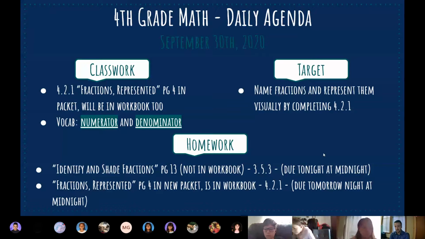Remember, the expectation is as we get more and more people online using technology with the computers, we're doing our homework in Teams. Okay, I could see packets kind of phasing out over the next week or two because there are more kids that are on the computer, have access to Teams, and can complete their work there. Okay, so if you have access to a computer, which it looks like everyone here does, please be doing that homework in Teams. All right, and then the assignment we're going to do today is fractions represented. It's page 4 in the packet. If you're going to get the packet, it's page 44 in your workbook.